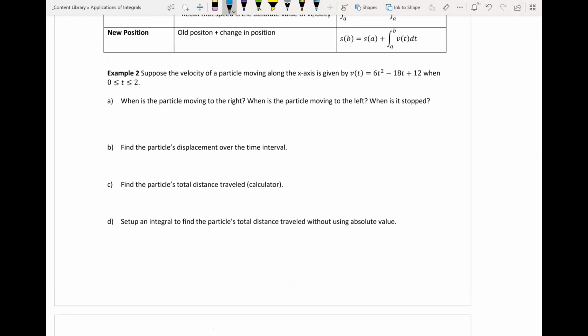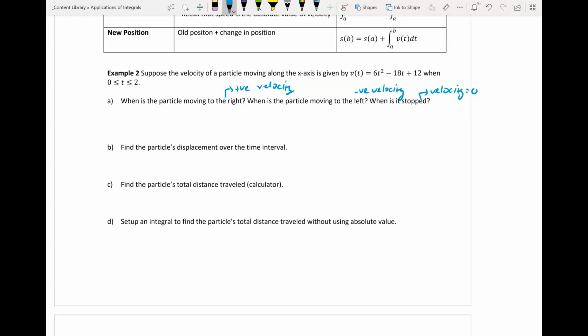We've been given the velocity of a particle moving along the x-axis as v of t when the time is between 0 and 2. So if we want to know if the particle is moving left or right, or when it's stopped, we need to determine when the velocity is positive and when the velocity is negative. If the velocity is positive, then we're moving to the right. If the velocity is negative, then we're moving to the left. So we're looking for positive velocity and negative velocity. And it's stopped when our velocity is 0.